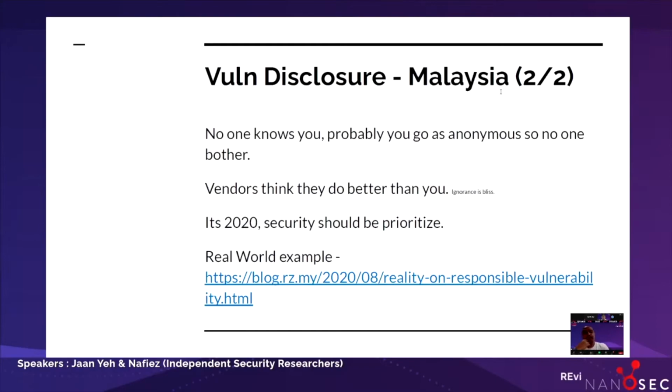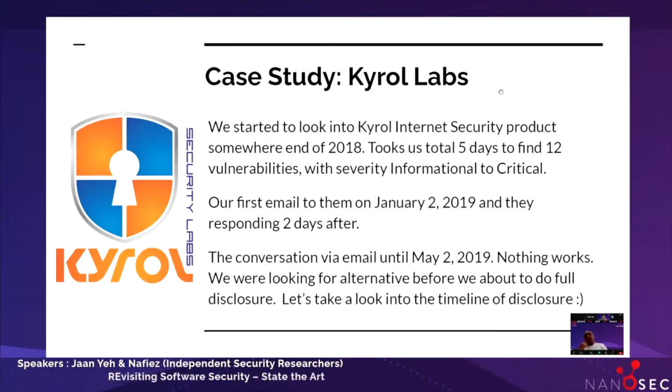And we can see a real world example from one of my friends, on the blog at the link. You can see the reality of responsible vulnerability disclosure happening to him. He faced a painful process when trying to report a vulnerability. So this is the case study, which affects Chiral Labs, or Chiral Security Lab, which built one of the first antivirus products in Malaysia.